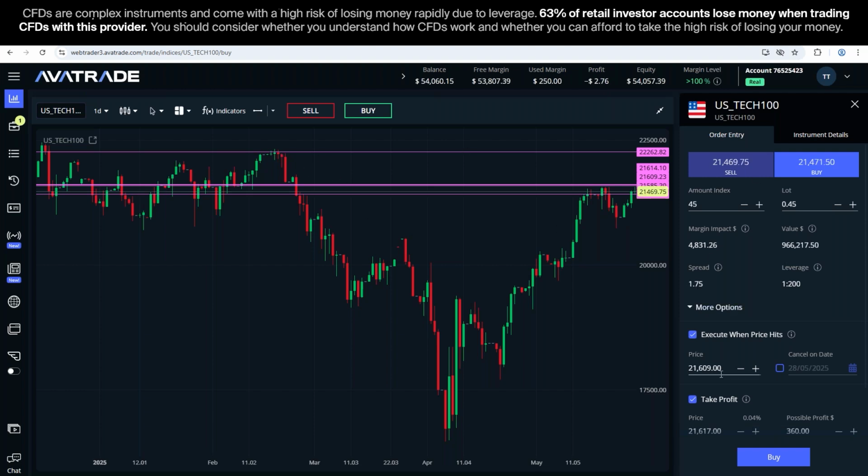And so we don't have to go quite that far with our take profit, but we know we have until that price, 22,262, before that resistance level is hit. And so we could do something like 22,000 even.